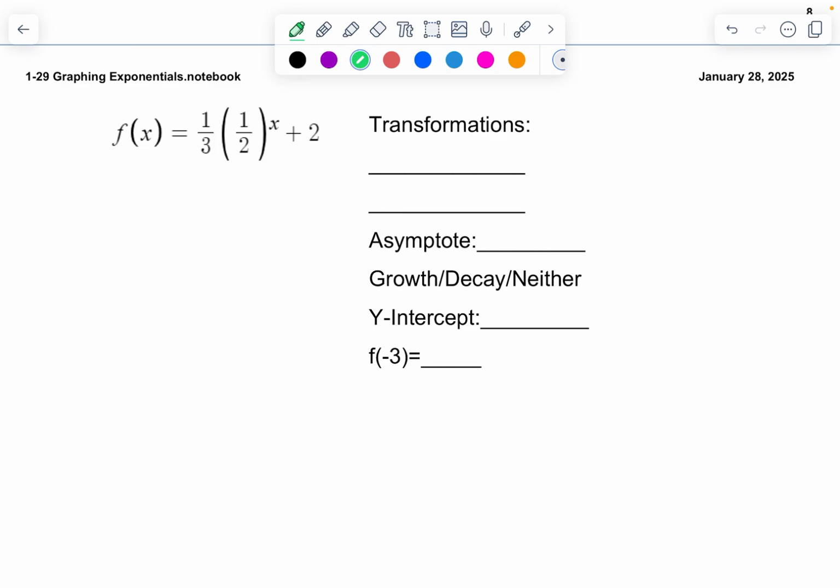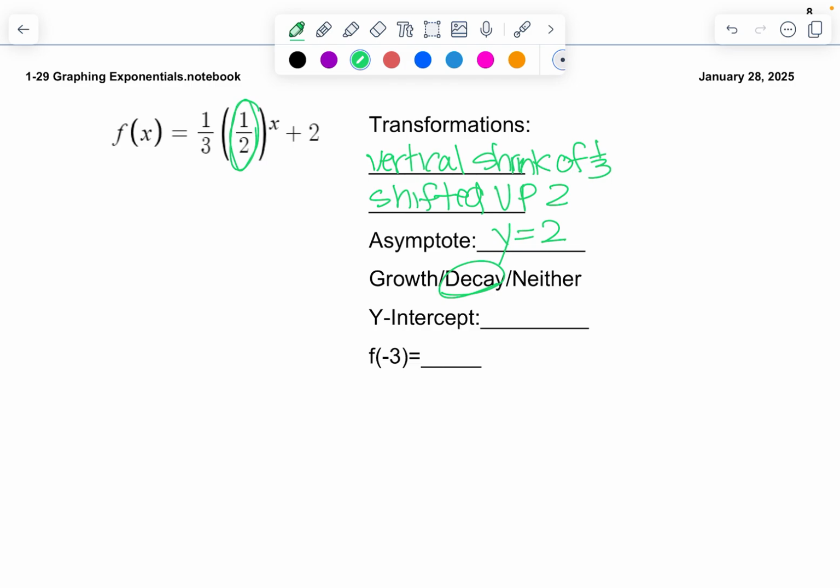All right? Still working on transformations here. So 1/3 means it's a vertical shrink by 1/3. Vertical shrink of 1/3. All right, there is no left, right. There's only an up, down. So then it's shifted up 2. And then the asymptote is going to be y equals 2. There is no negative, so we know it's neither. So we're going to focus on r, which is 1/2. So that's decay.